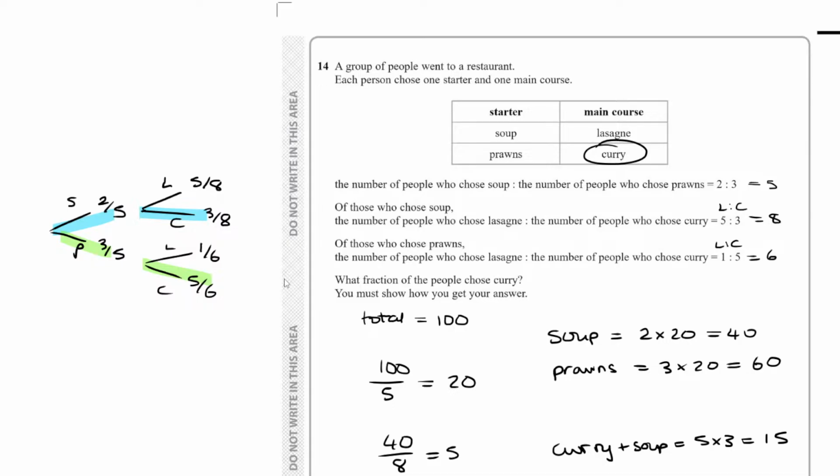2/5 times 3/8, add 3/5 times 5/6. Yep, 13/20, that would work.